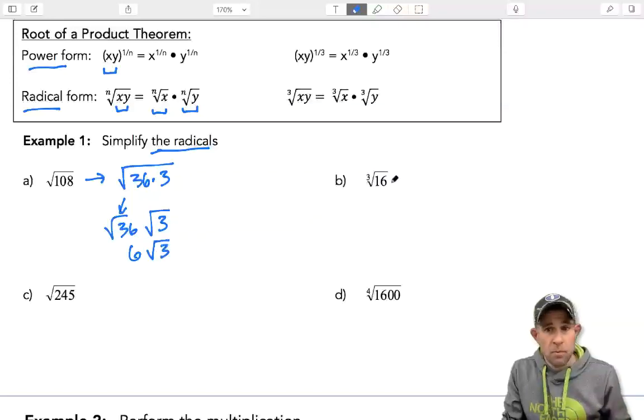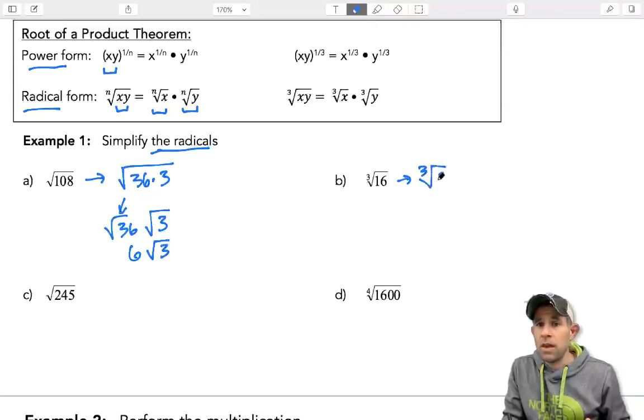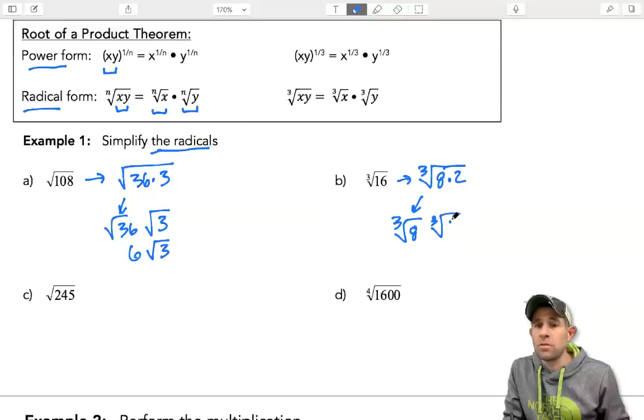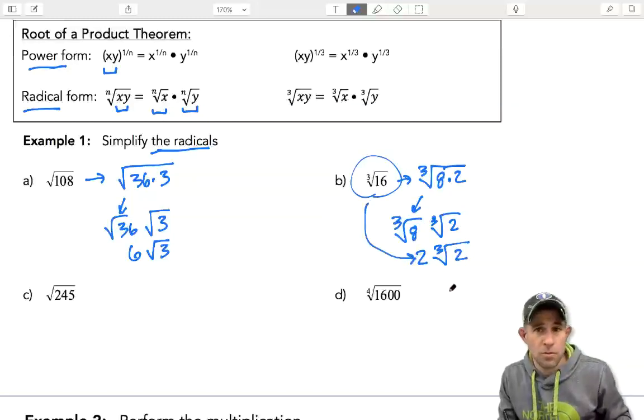All right, in our next example, we'll do the same thing. The cube root of 16. Well, the cube root of 16 is not a perfect cube, but we can separate it into the cube root of 8 times 2. Now, I have to make sure that cube root goes all the way across. So again, if we separate that, that's the cube root of 8 times the cube root of 2, which is 2 times the cube root of 2. So the cube root of 16 simplifies down to 2 cube root 2.